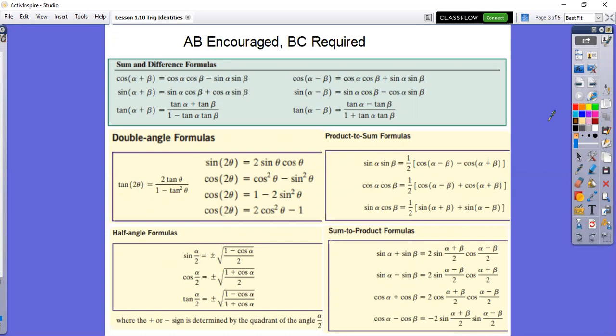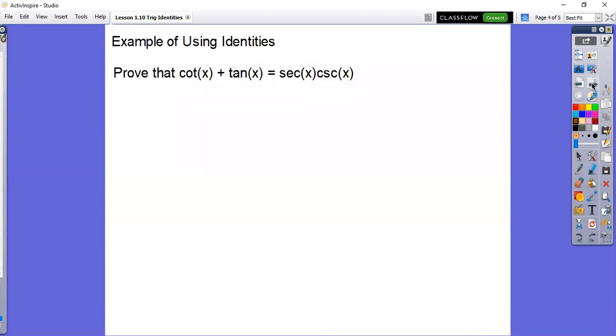So I'm about to move on to the next page and do an example of how we can use some of these identities to prove something. We're just going to show what they look like in a proof. But you can pause this and write down any of these identities that you need, but we're going to move on to an example. So here's an example of a proof using trig identities. So we want to prove that cotangent plus tangent is equal to secant times cosecant.